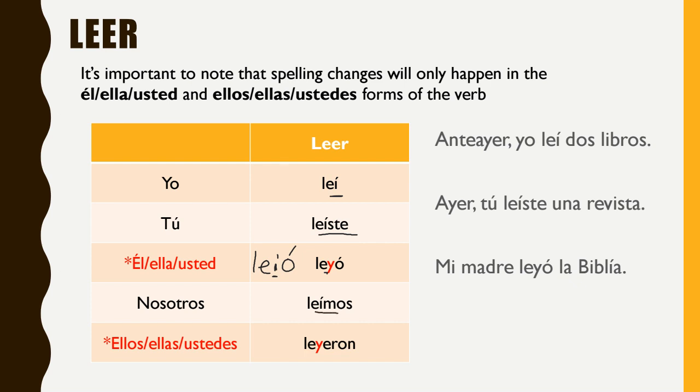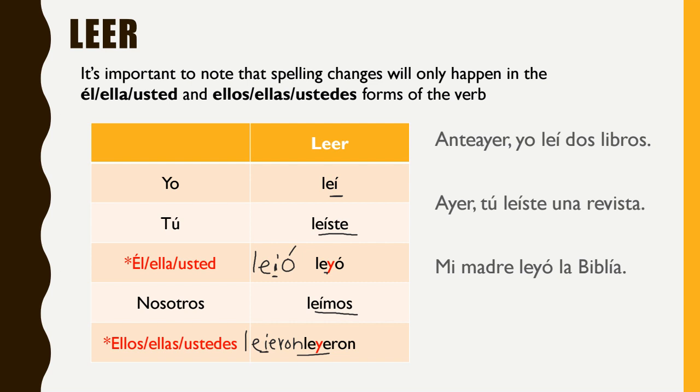The next one, the ending imos, that's regular, right? And then here in the next one, you would have to look at it like this, because usually we would add I-E-R-O-N, right? That would be our regular ending for ER verbs. But instead, we're changing that I to a Y. So we end up with leyeron.